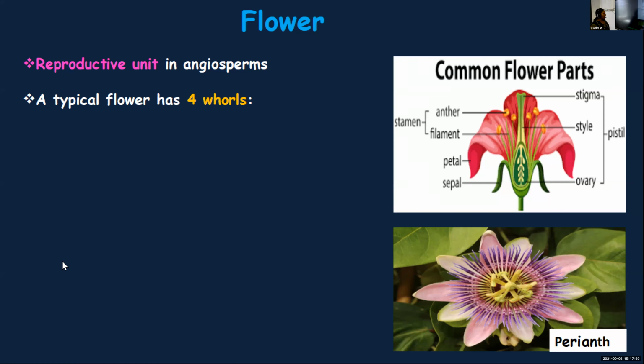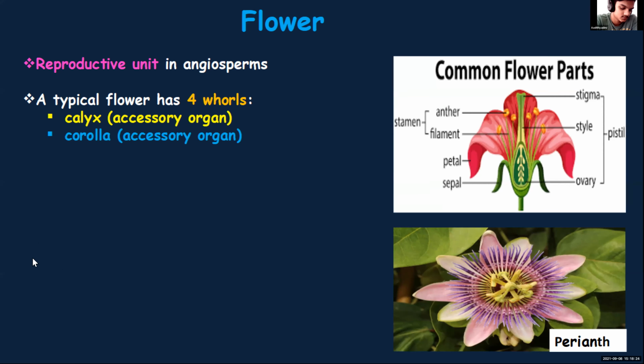A typical flower has got 4 whorls. Which are those 4 whorls? Aditya Dev, name those 4 whorls. Yes. Like stamen, pistil. Correct. Stamen, pistil. 2 more. Petals. Sepals. Very good.